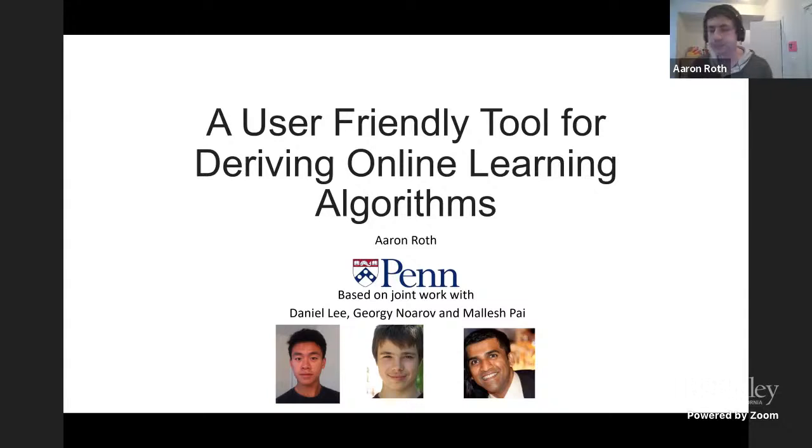I want to talk about a very simple framework that makes it easy to derive all sorts of online learning algorithms that I think is cool. So let me tell you about it. This is joint work with an undergraduate at Penn, Daniel Lee, and a PhD student, George Noarov, and Mallesh Pai.